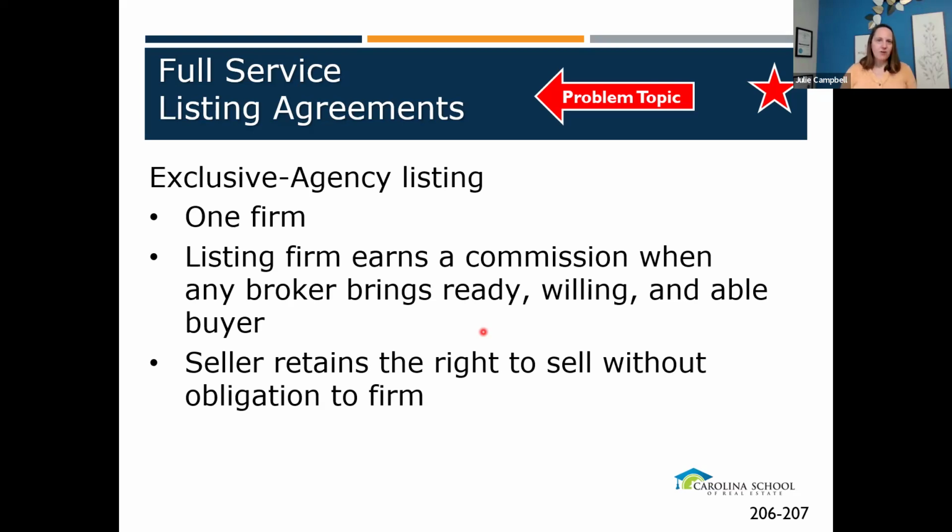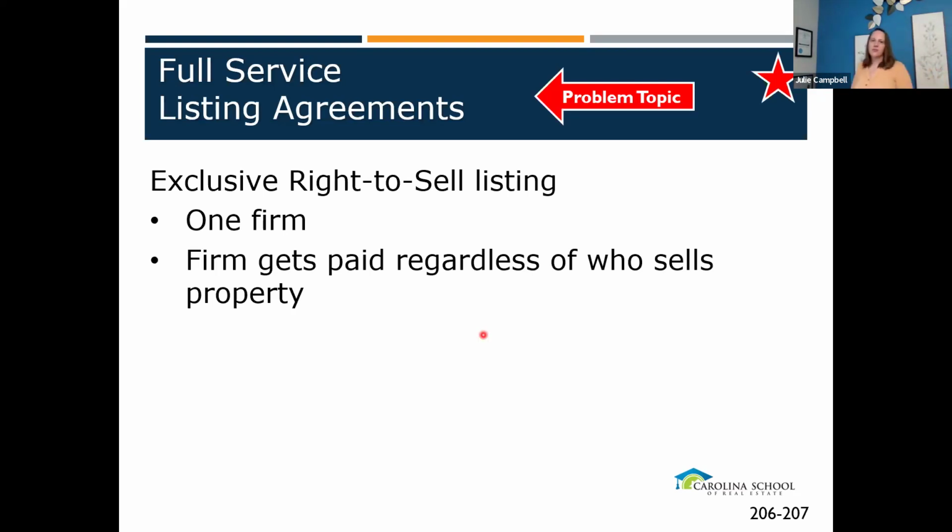So what's the one we like? What's the one that we use day in and day out? The exclusive right to sell. Exclusive meaning how many firms? One. The exclusive right to sell says you get paid no matter where the buyer comes from. Did you bring the buyer? Guess what? You get paid. Somebody else bring the buyer? Guess what? You get paid. Did the seller bring the buyer? Oh, yes, you get paid. Is this the one we like? Do we feel better? Exclusive right to sell listing agreement, what we see the majority of the time.